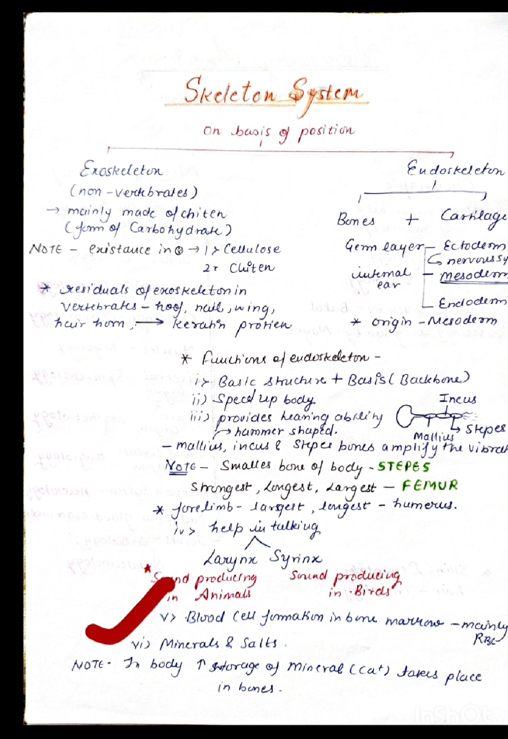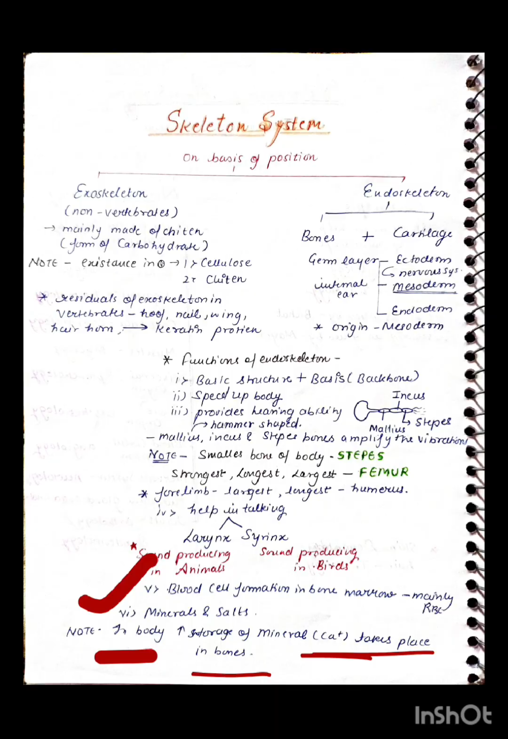So sixth one was minerals and salts. It provides the minerals and salts. In the body, the highest storage of minerals, for example calcium, takes place in the bones. So the highest storage of calcium also takes place in the bones.